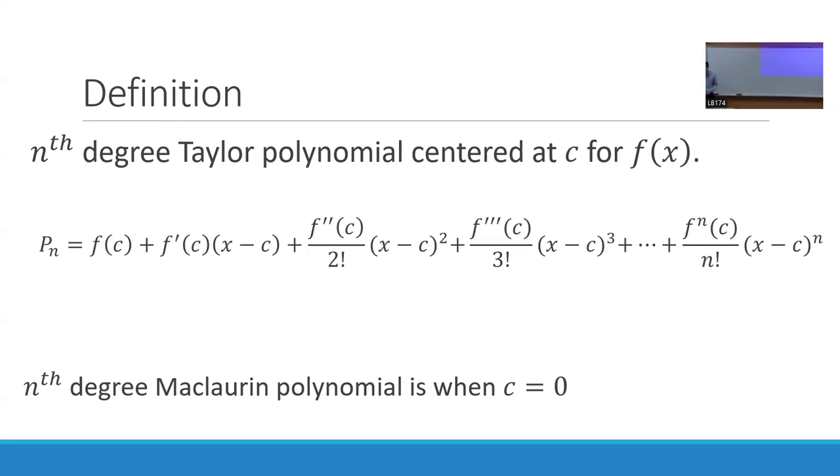And then the coefficients are always going to be the nth derivative divided by n factorial. And that's going to be the coefficient in front of x minus c to the n power. This is what's called the Taylor polynomial, specifically the nth degree Taylor polynomial, centered at c.